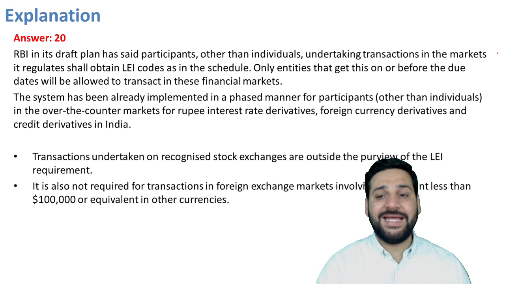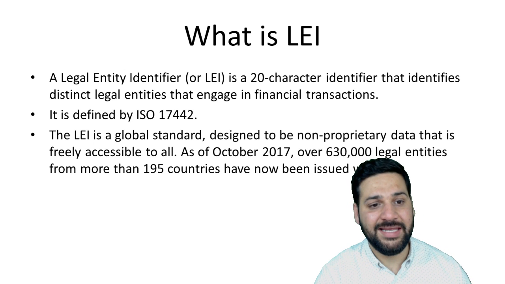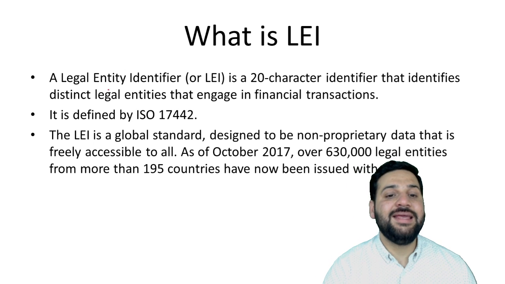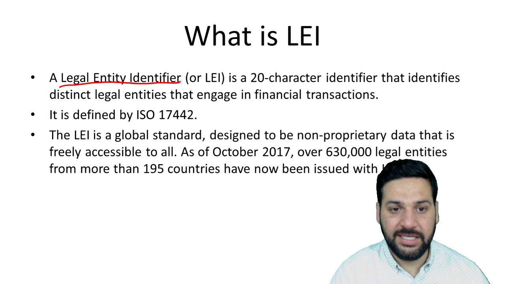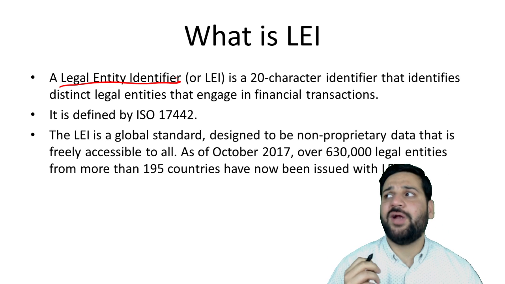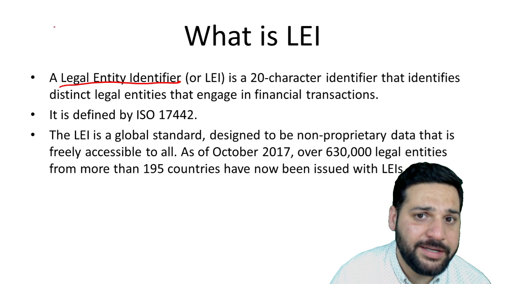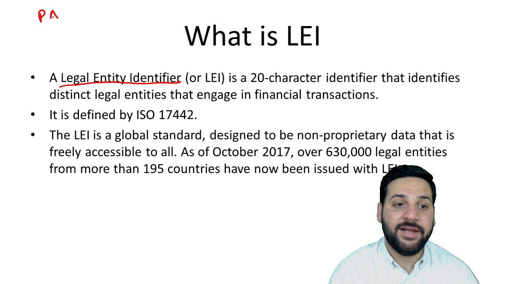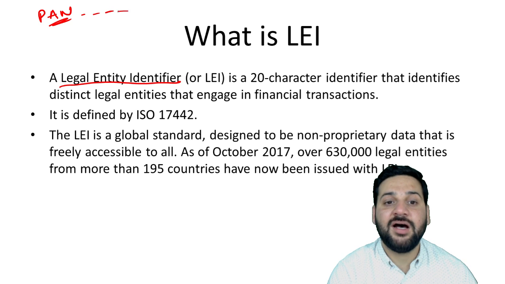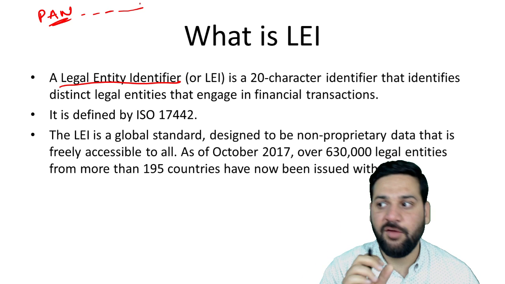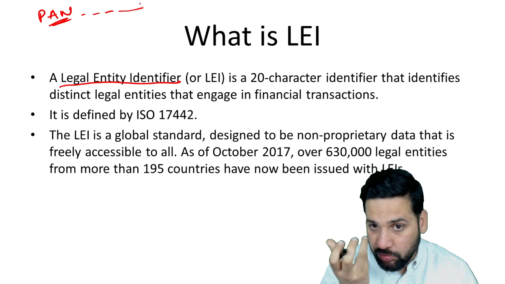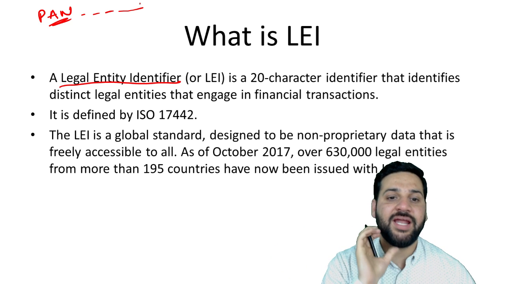See students, what is LEI? LEI is the legal entity identifier. They are providing a kind of identity number, an international identity number. For example, there is PAN. You might be having PAN. You have an ID, right? Every individual is having an ID.